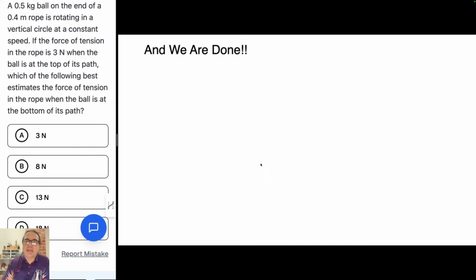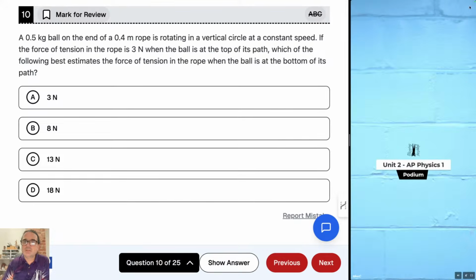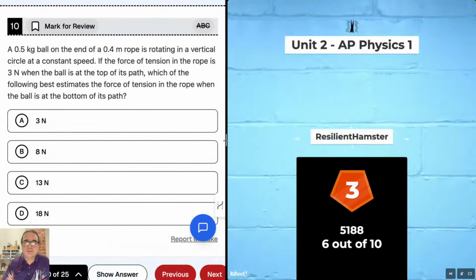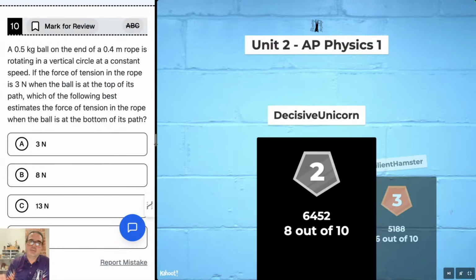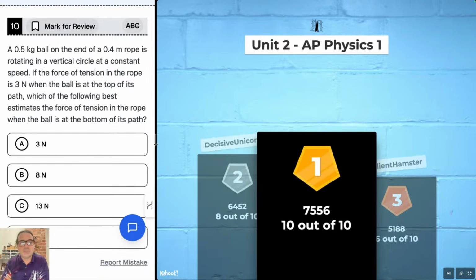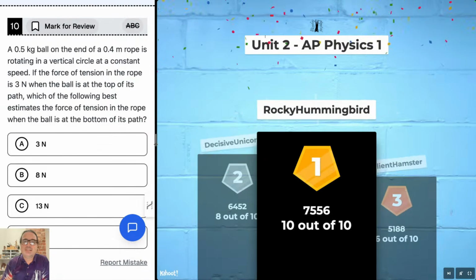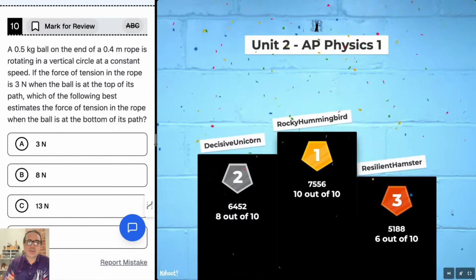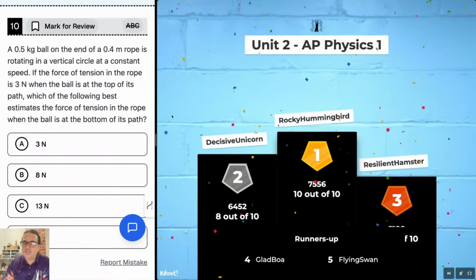And we are done. Actually, no, we're not done because we want to do this. Actually, here, we'll do this. Let's see who won here. Resilient Hamster came in third. Decisive Unicorn, I'm sorry, Decisive Unicorn. You were winning, but Rocky Hummingbird ended up being our winner today. Congratulations, Rocky Hummingbird. Congratulations to all for being here.